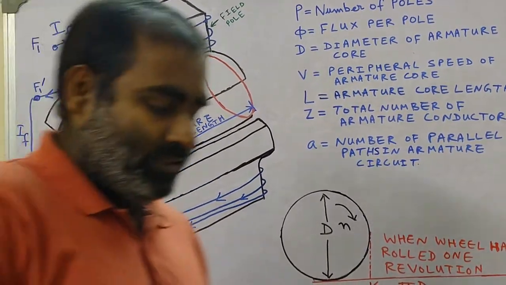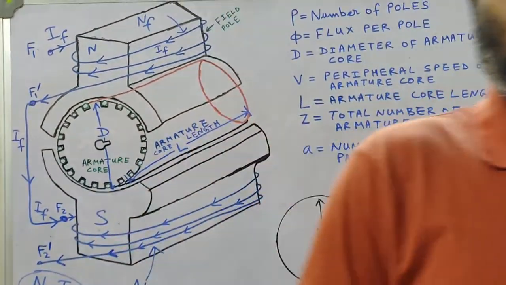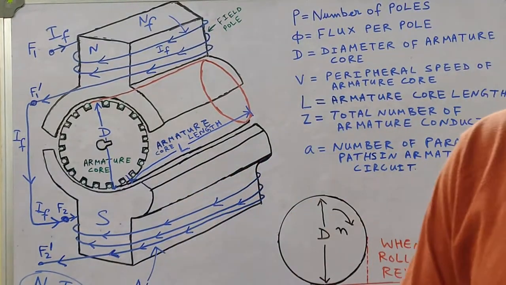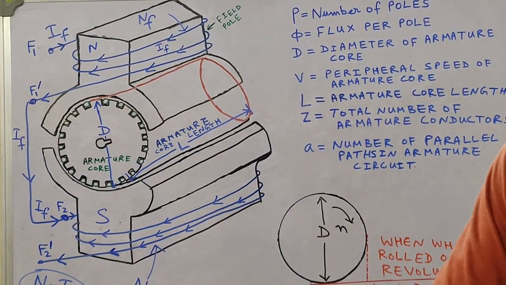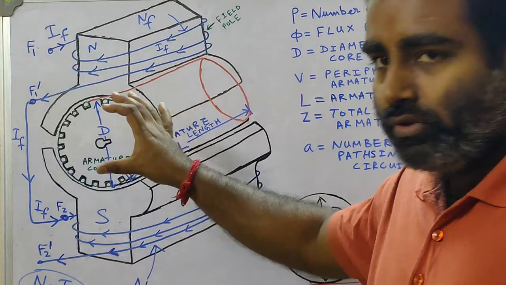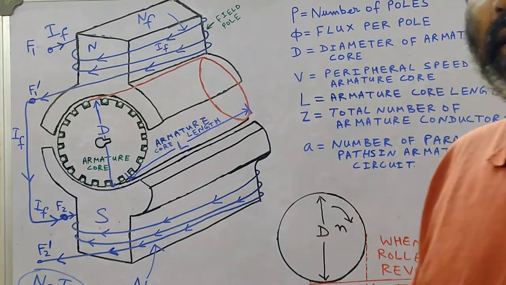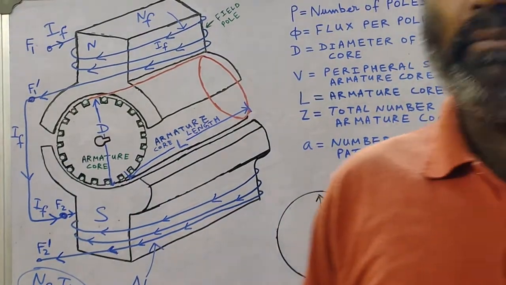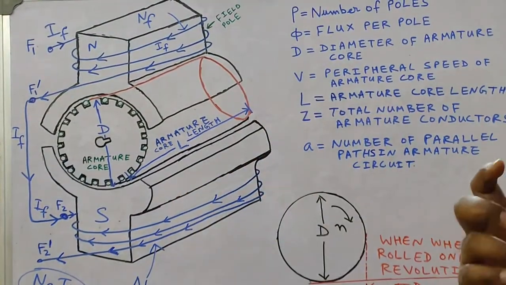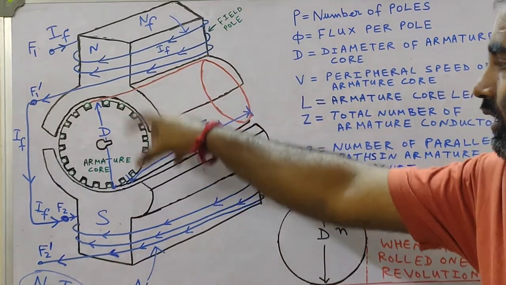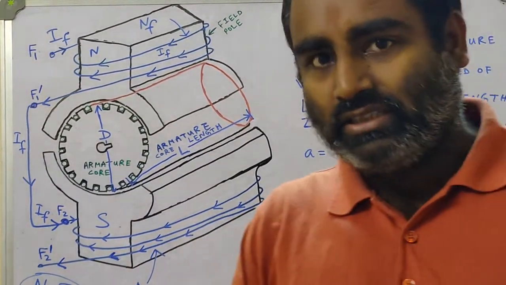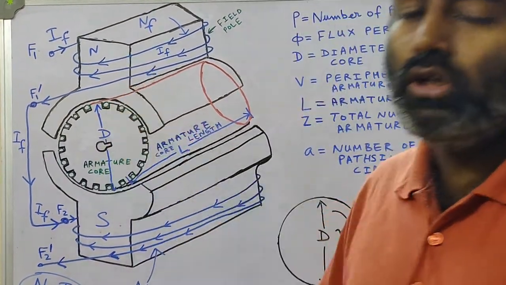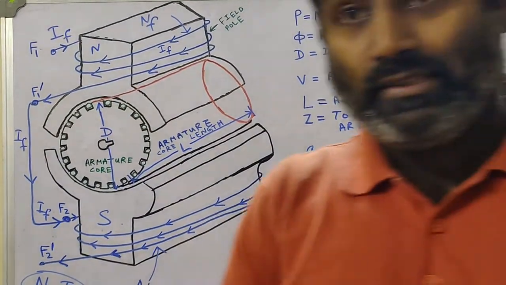What is armature core? Armature core is nothing but a cylindrical structure. But I should mention that this cylindrical structure by which we are trying to denote the armature core is a cylindrical structure, no doubt, but it is not a solid cylinder. It's a laminated cylindrical structure. So the armature core is definitely a cylindrical structure, or somewhat similar to a cylindrical structure, but this armature core is not a solid cylinder.